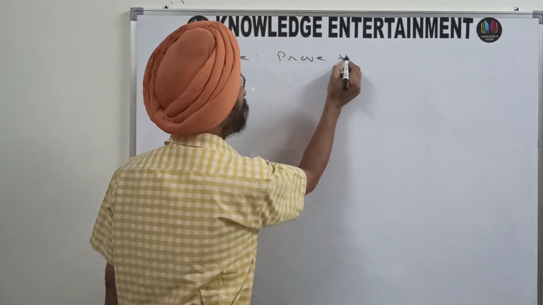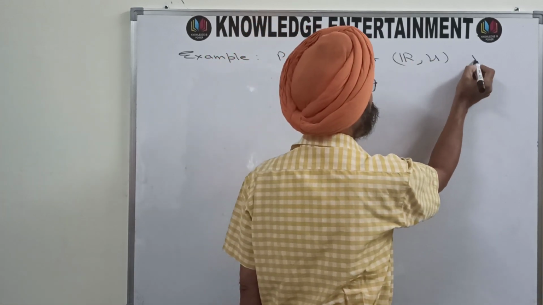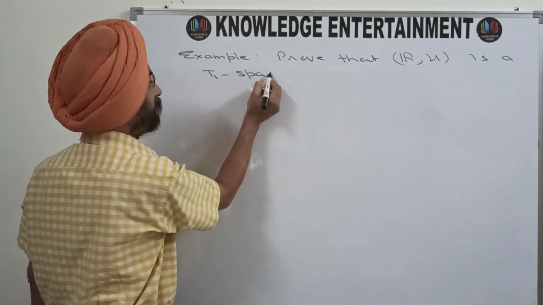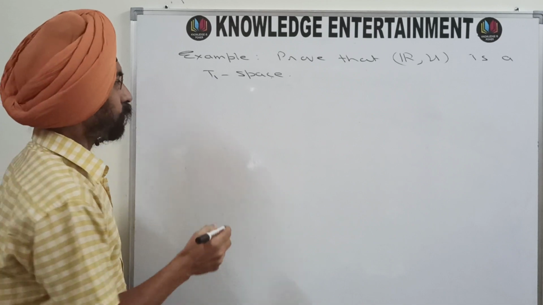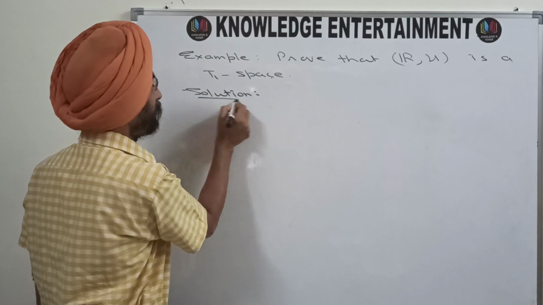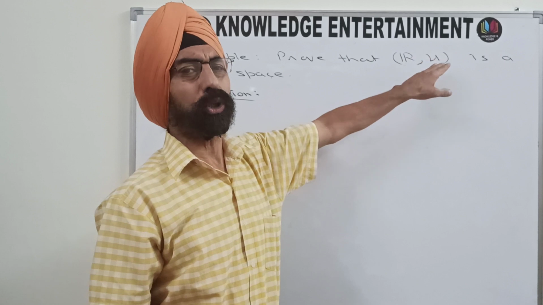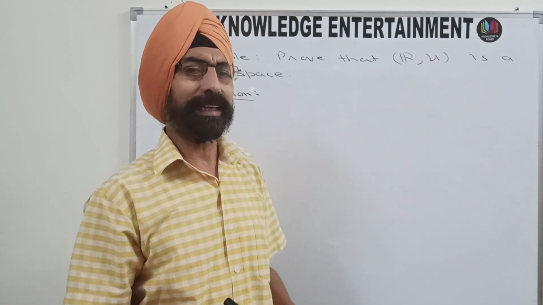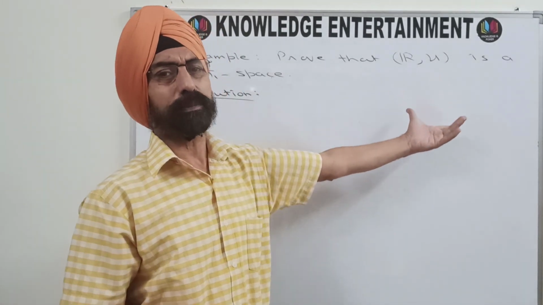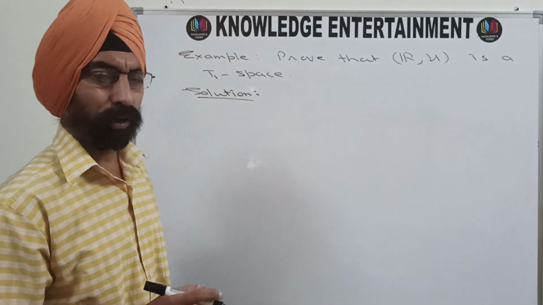Prove that the set of real numbers with usual topology is a T1 space. So we'll go for the solution. What we want to show is that the set of real numbers, with the usual topology on it, the distance topology, is a T1 space. So look at diagrammatically what is happening.